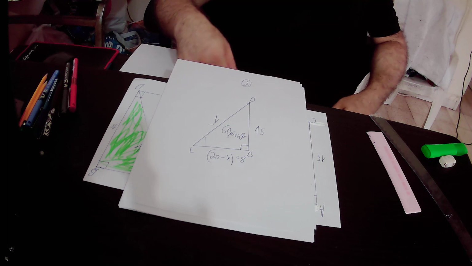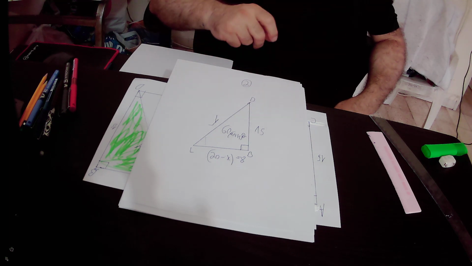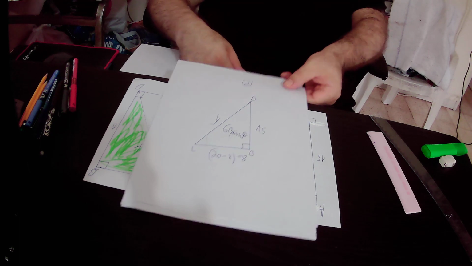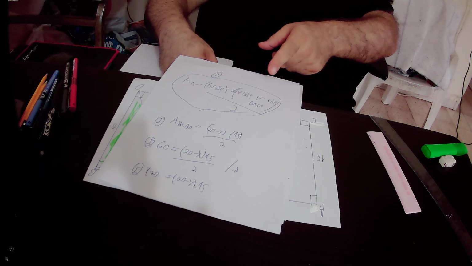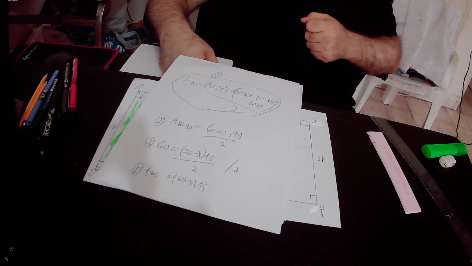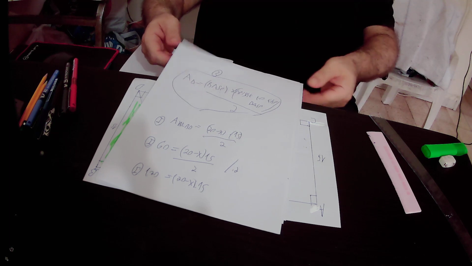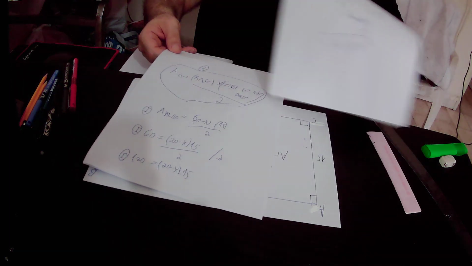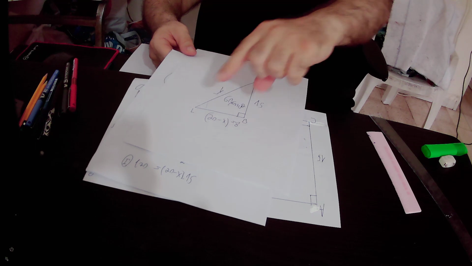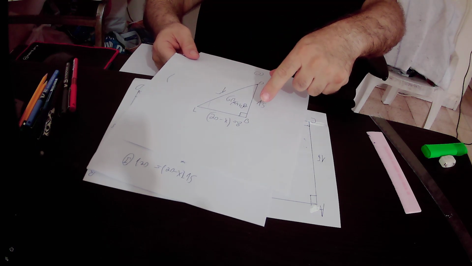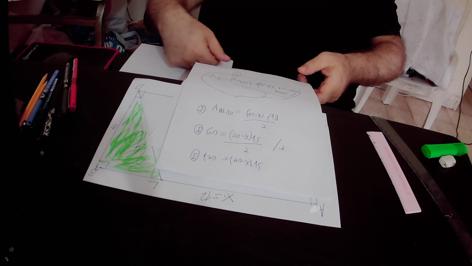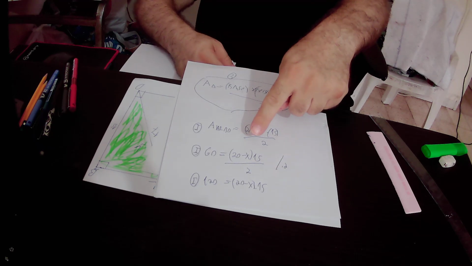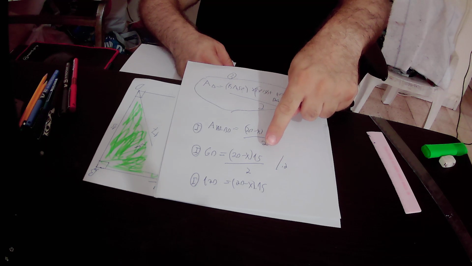We know that the area of this right triangle equals 60 units squared. The formula for the area of any triangle is the base times the height over 2. So the base of the triangle is 20 minus X, and the height is 15, over 2. That is the formula for the area: the base, 20 minus X, times 15 over 2.